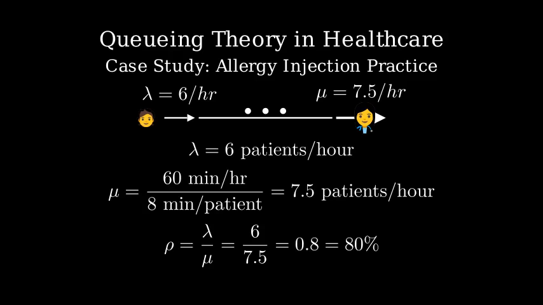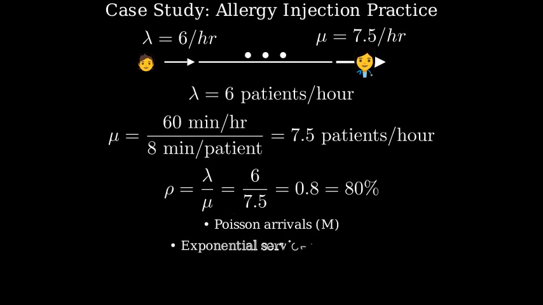This is an M/M/1 queuing system, since we have Poisson arrivals, M, exponential service times, M, and one server, 1. Let's calculate key performance metrics.